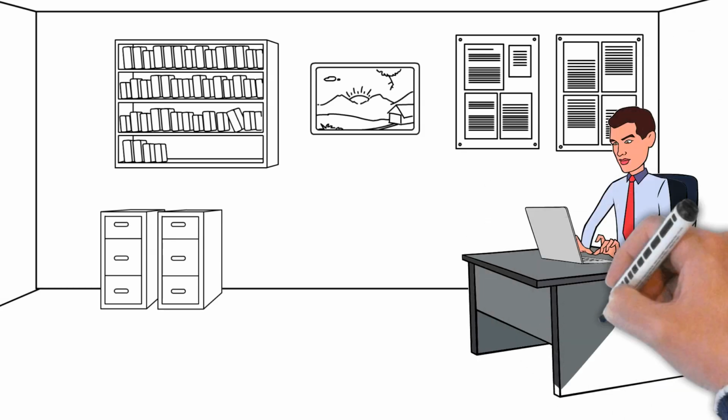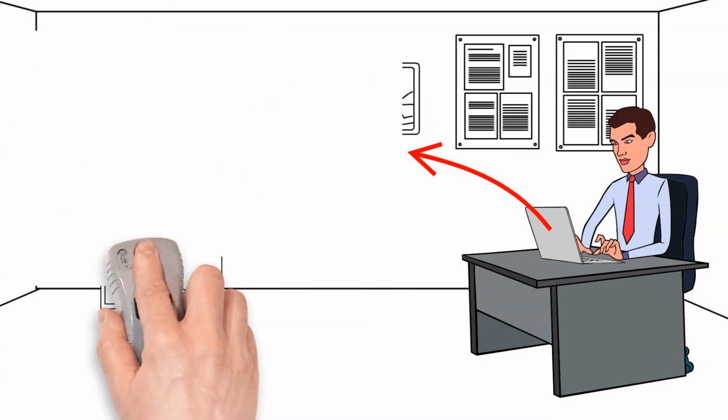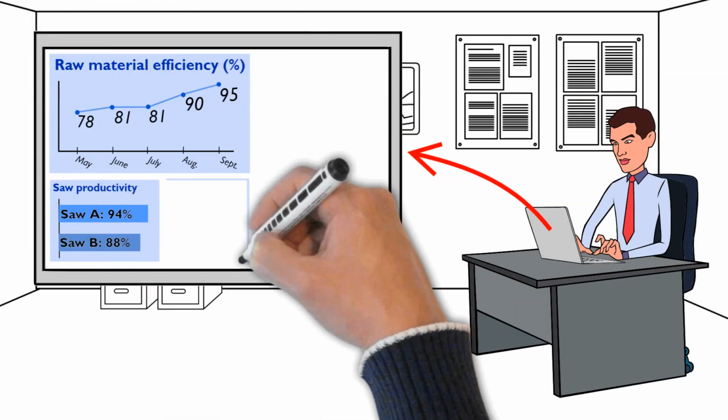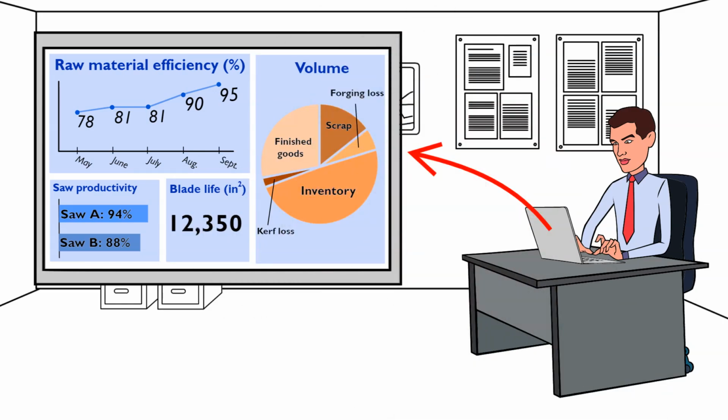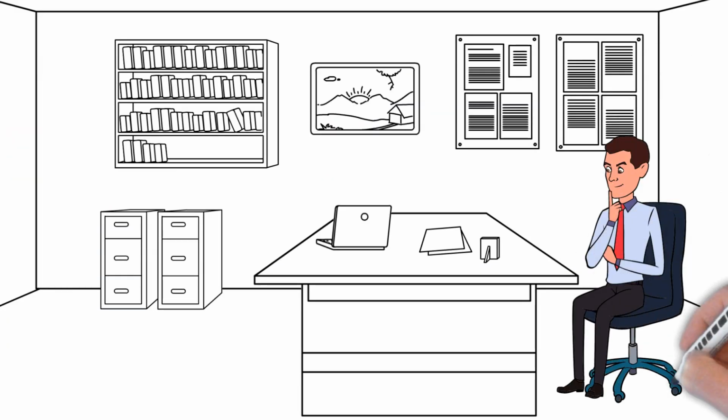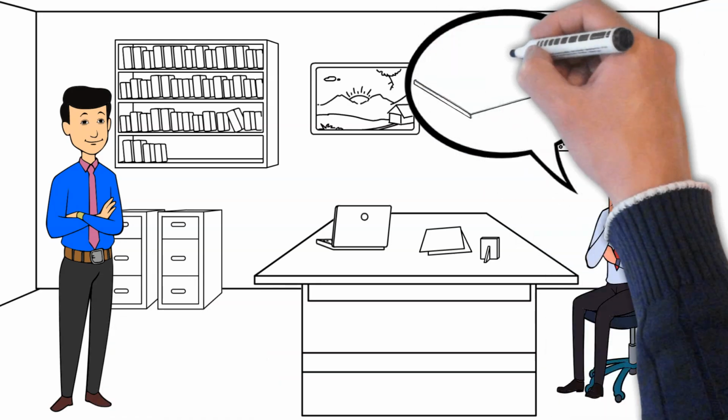Meanwhile, Tommy's supervisor is using AccuFit's reports to track actual material yield, scrap volume, and blade life. The next week, he surprises Tommy by asking him to plan a plate order.